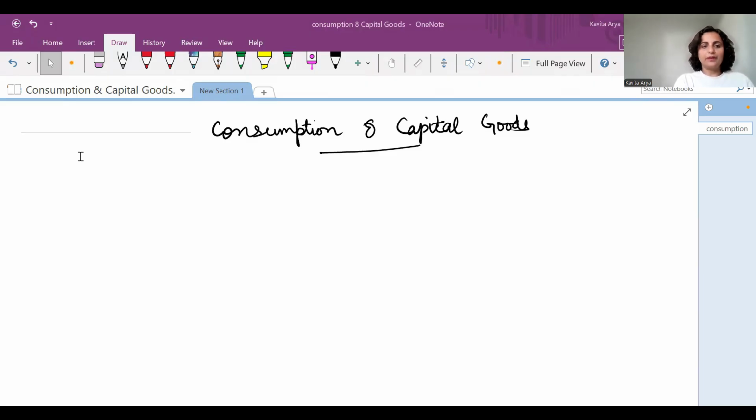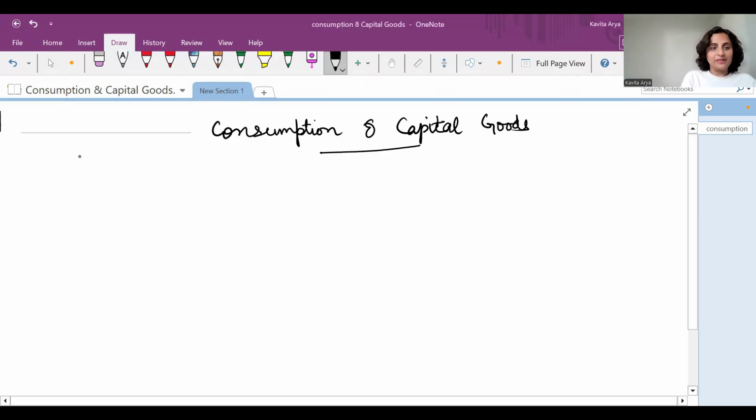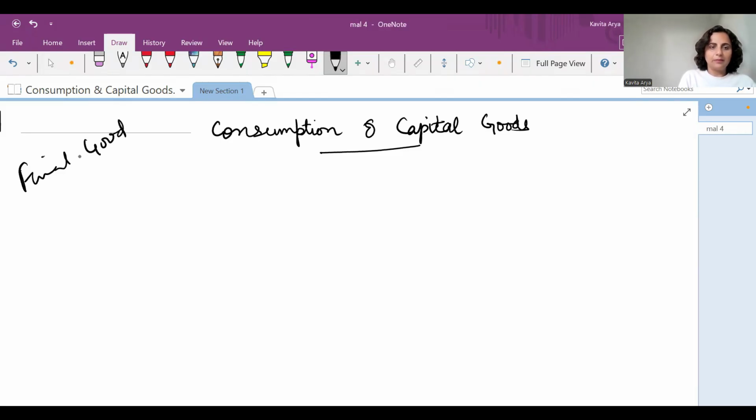After completing the topic of final goods and intermediate goods, we are doing consumption and capital goods. Why? Because final goods can be for consumption as well as for investment or capital formation. It means, in a way, we are trying to go into detail of the final goods today. So, final goods can have two formats, consumption as well as capital goods. What is the basic difference between these two?